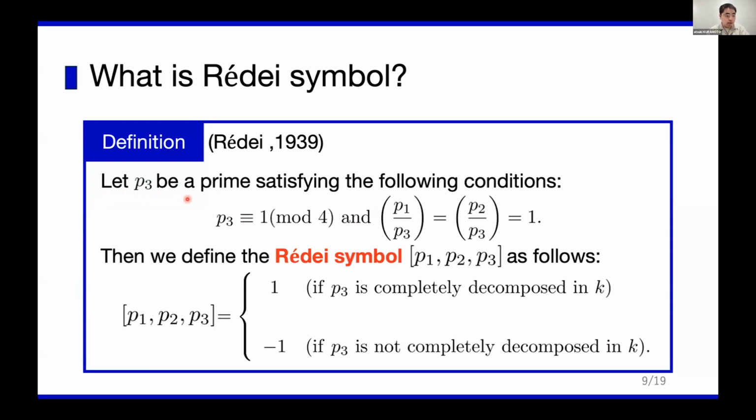Let p3 be a prime congruent to 1 modulo 4 and a quadratic residue modulo both p1 and p2. Then, the Rédei symbol tells us how p3 splits in the field K. In other words, if p3 is completely decomposed in K, the Rédei symbol is 1. And otherwise, the symbol is -1. This definition is a natural generalization of the Legendre symbol.